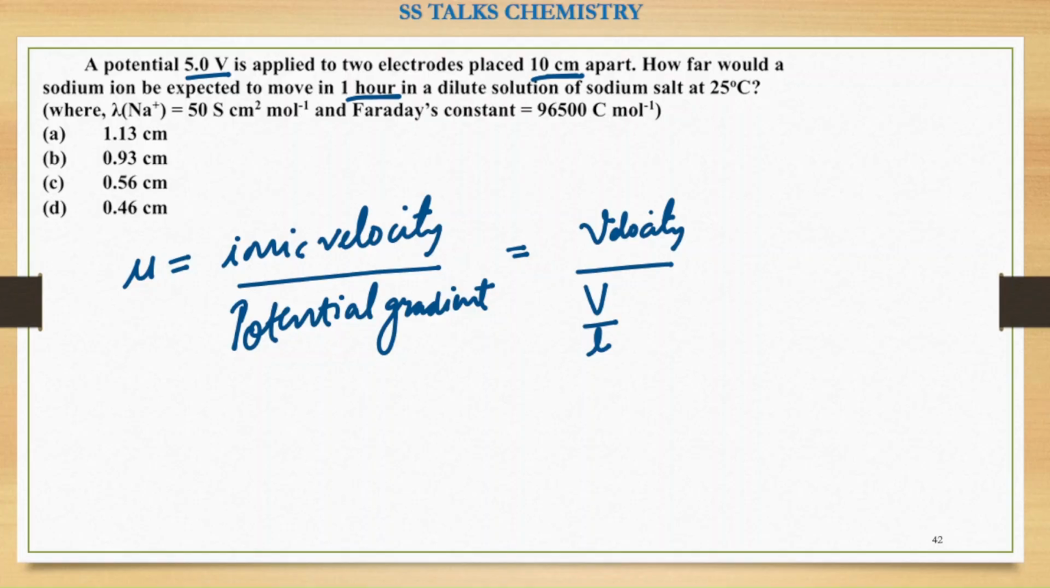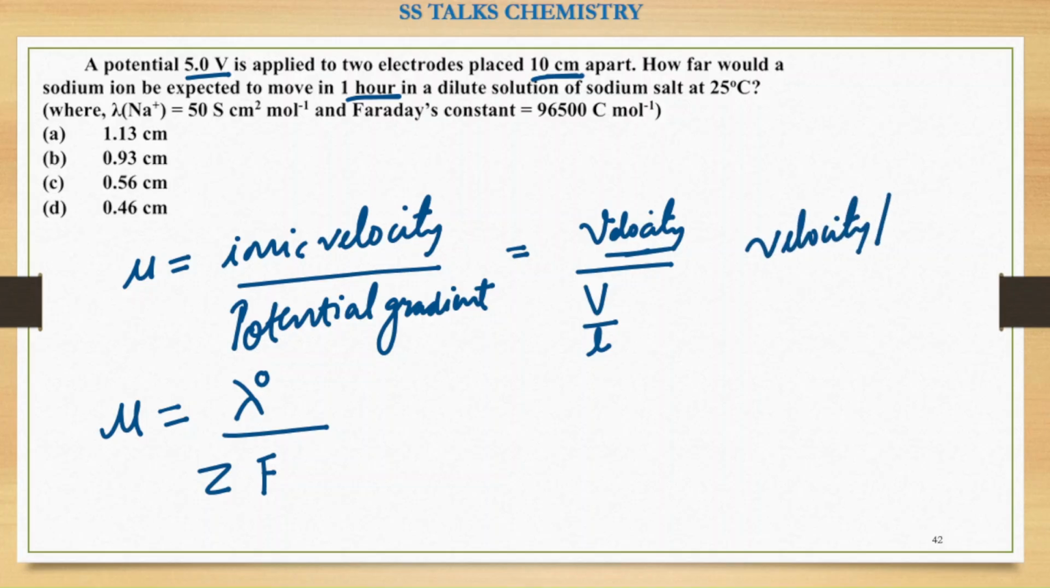One more formula you have for the mobility is equal to lambda naught, that is your conductivity at infinite dilution, upon Z, which is the charge on the ions, into the Faraday's constant. So these two formulas that we have for the mobility, we can equate. Velocity is nothing but speed. In chemistry, velocity and speed we consider to be the same. Otherwise, velocity is displacement per unit time and speed is distance per unit time.